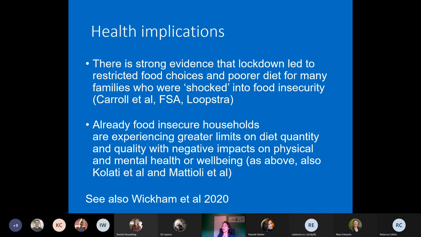So where are we? We have emerging new evidence from organizations like the Food Foundation and the Food Standards Agency and DEFRA that people are having a difficult time in the UK meeting their needs in terms of their diet, and that lockdown and the COVID pandemic have caused even more challenges in terms of accessing food.